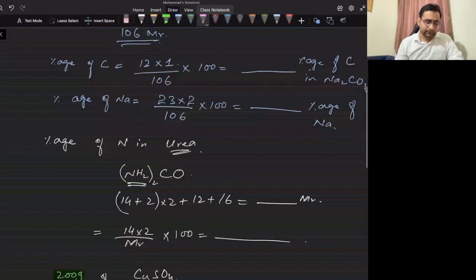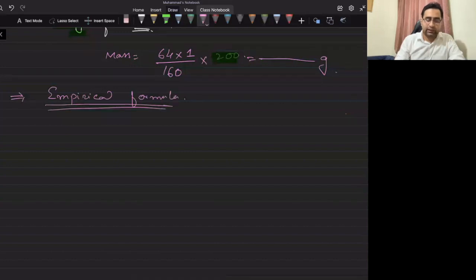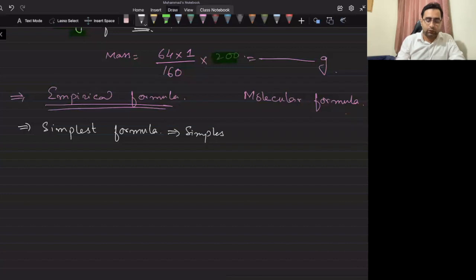Next thing is the types of formula, that is empirical formula and molecular formula or chemical formula. Empirical formula definition, you know very well. It's the simplest formula which shows the simplest ratios of elements in our compound. How can you get the simple formula if the molecular formula is given to you?